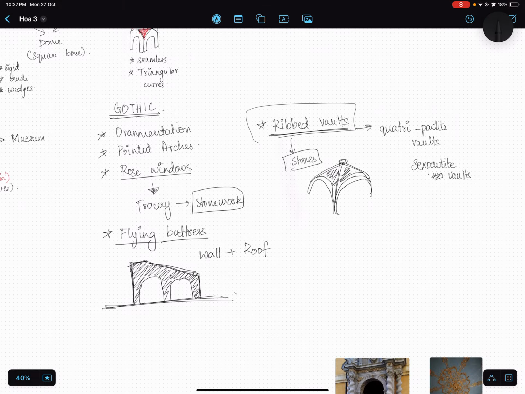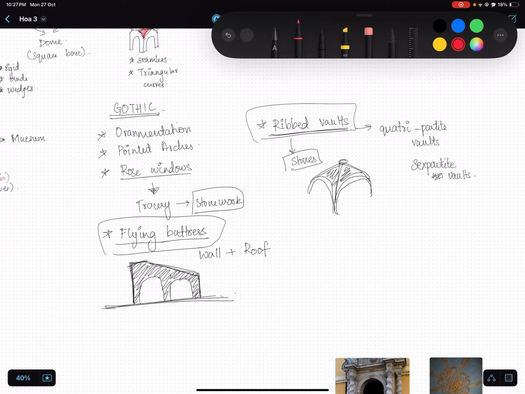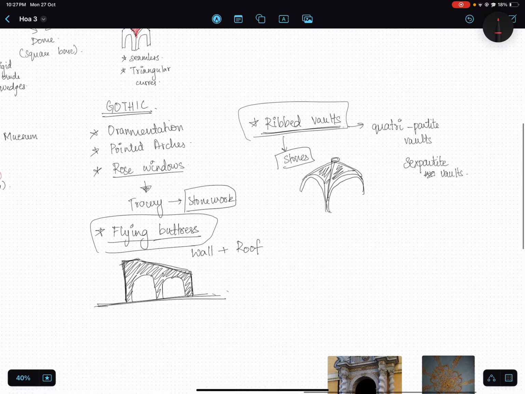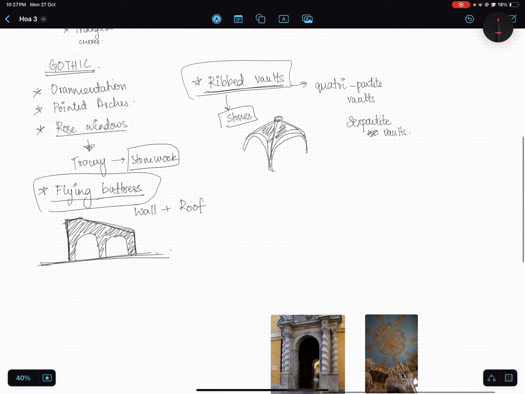Both the ribbed walls and the flying buttresses helped in reducing the weight of the structure, and that meant a lot of height could be explored. So verticality was an important feature mostly seen in all the Gothic structures. That is, the height of the buildings was really huge.